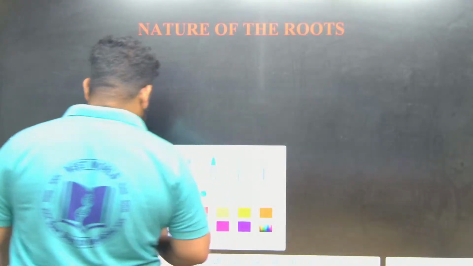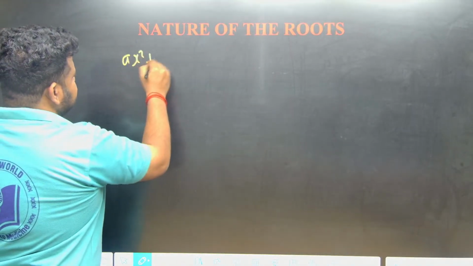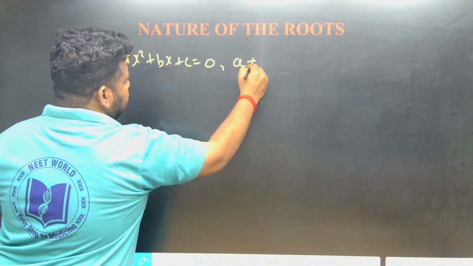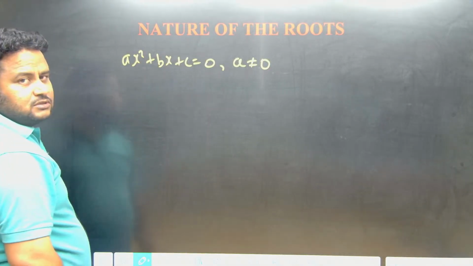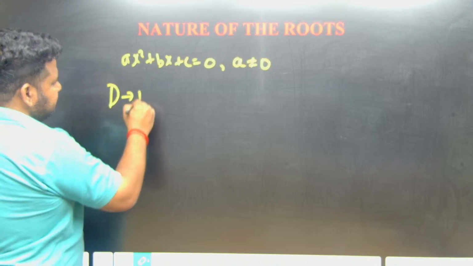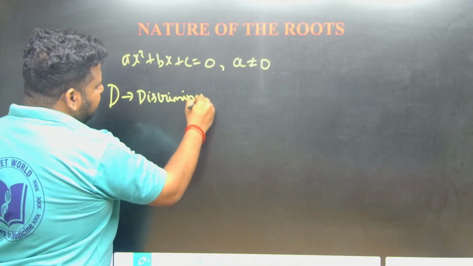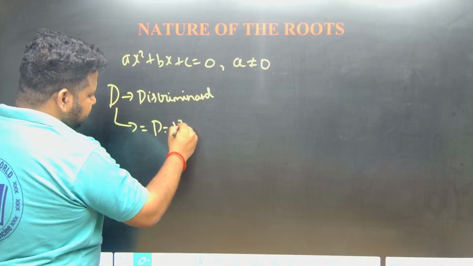Suppose it is given that ax square plus bx plus c is equal to 0, where a is not equal to 0. If we talk about the nature of the roots, we need the discriminant. D is called the discriminant. What is the value of this D? The value of this D is b square minus 4ac, which you know.